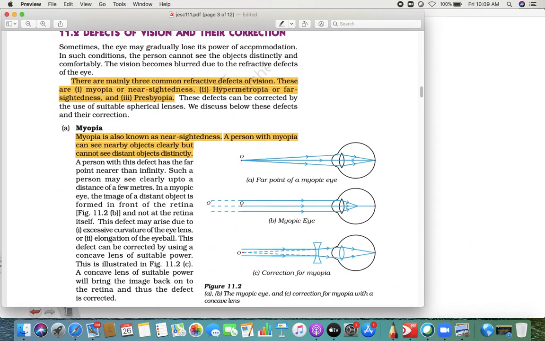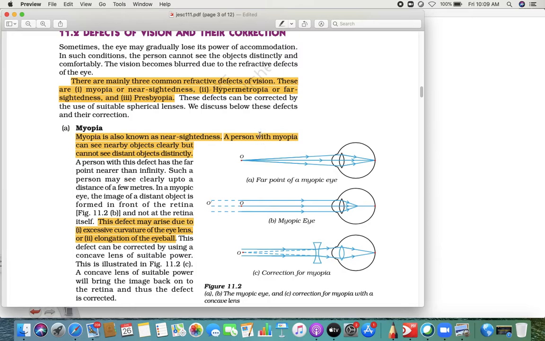So when you try to see distant objects, still they will meet in front of the retina. So near objects you can see, but you cannot see far objects. A person with this defect has the far point nearer than infinity. Such a person may see clearly up to a distance of a few meters only. So what is the reason? These are the two reasons.